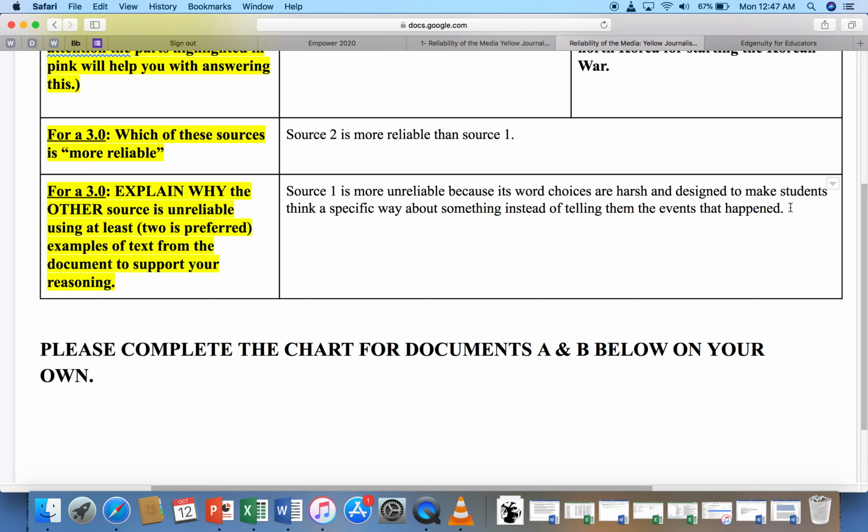That's an exaggeration, right? Nobody in our district has died from COVID, and so that's an exaggeration designed to make you angry and hate Westminster High School, just like that first source is designed to make you angry at how furious and evil the Americans are and hate the Americans because they attacked your country, right? So language really matters here. So source 1 is more unreliable because its word choices are harsh and designed to make students think a specific way about something instead of telling the events that happened.